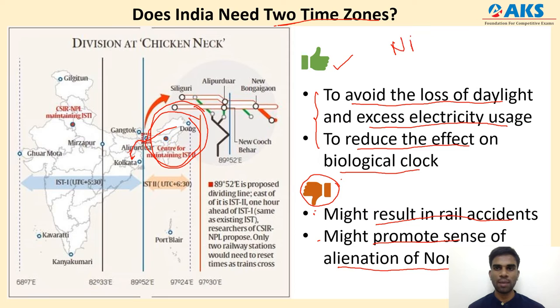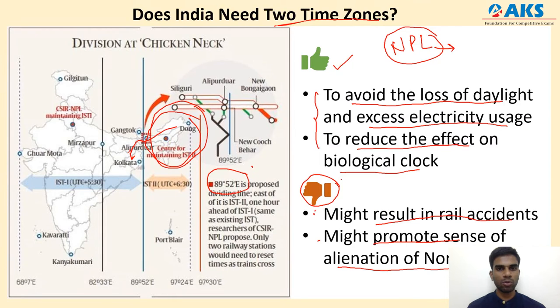The National Physical Laboratory, which is the timekeeper of the country, has suggested that we have two different time zones, and they suggested that 89 degrees 52 minutes east longitude should be the dividing line. But this idea is not implemented yet.